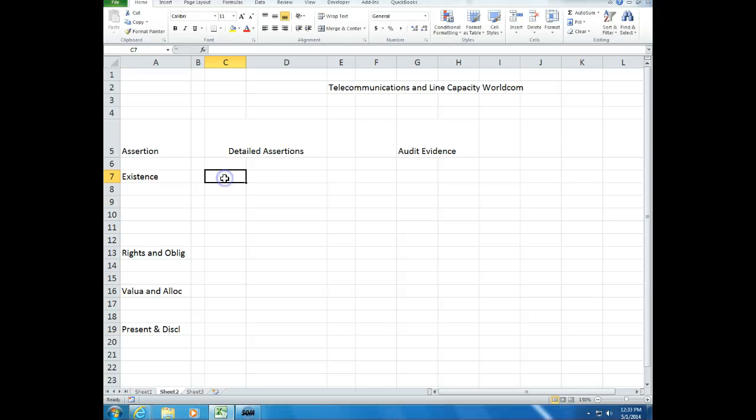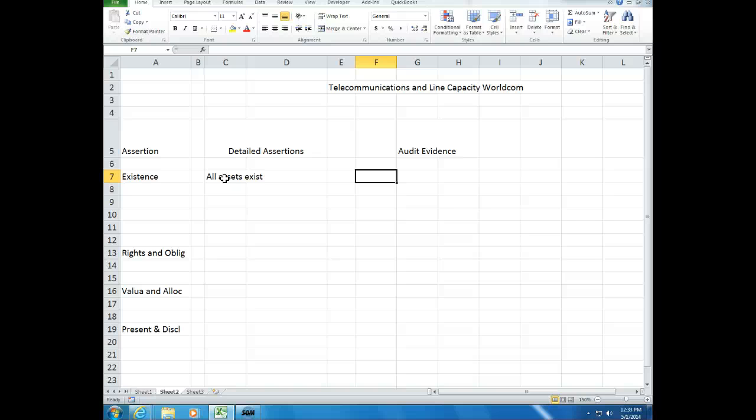So, existence. What are we going to really do? Make sure all the assets exist. Exactly. We're going to make sure, are they physically there? All assets exist. So how are we going to do that? Review all purchase documents. We're going to look at the purchase documents. How does that help us know they exist?